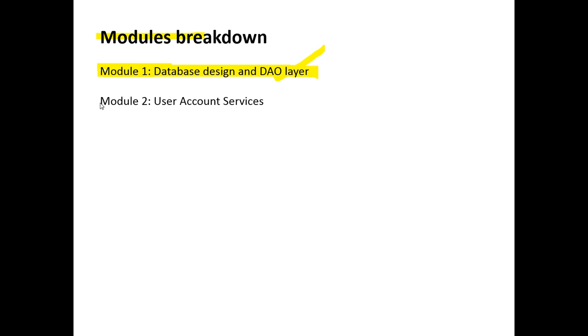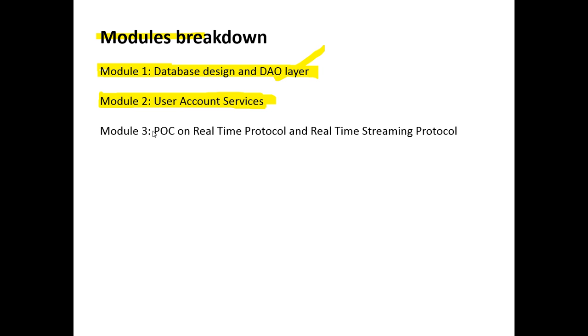And in module 2 we provide user account services, like registering a new account, logging into our project and logging out from our project. All those things you can do using this module. And in module 3 we are going to practice some examples on RTP and RTSP protocol, because these two protocols were not the part of our syllabus academics. So we need to first practice some hello world examples.